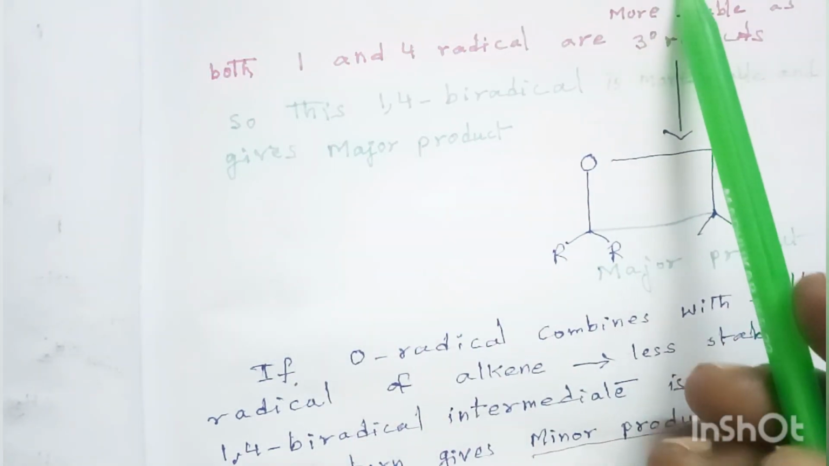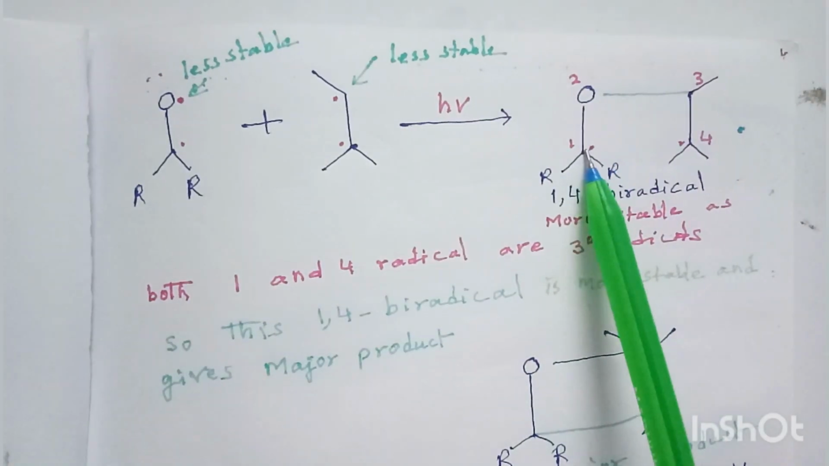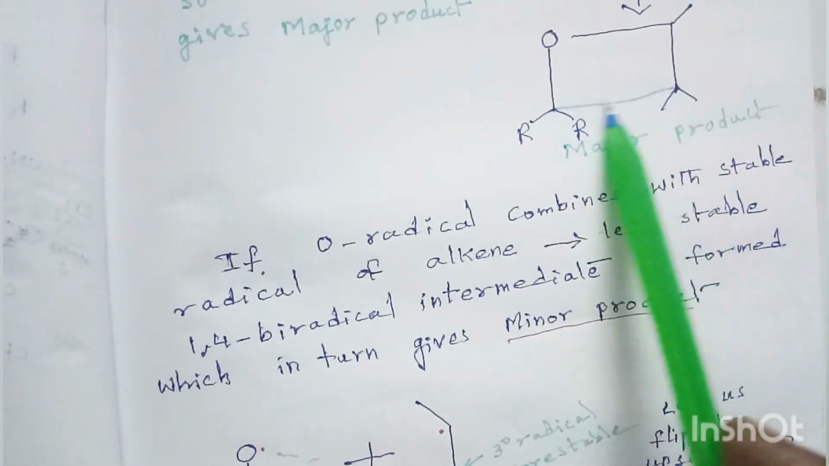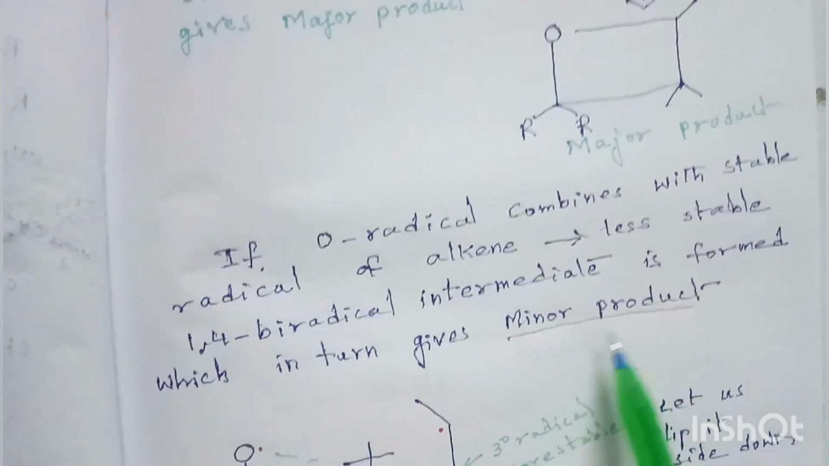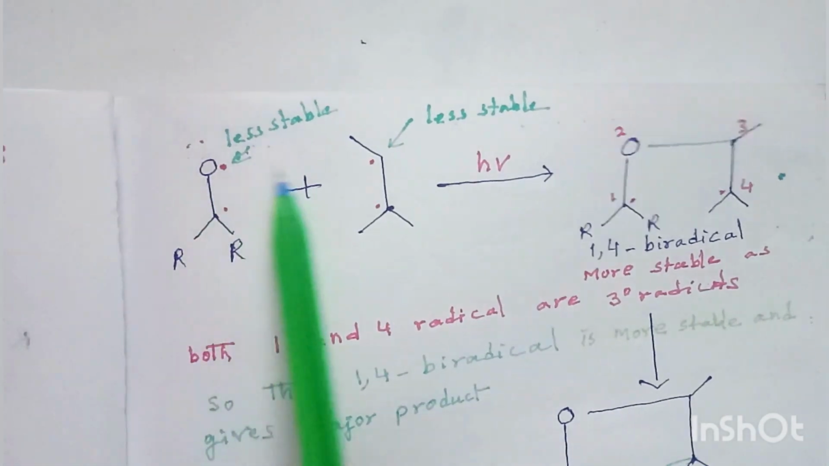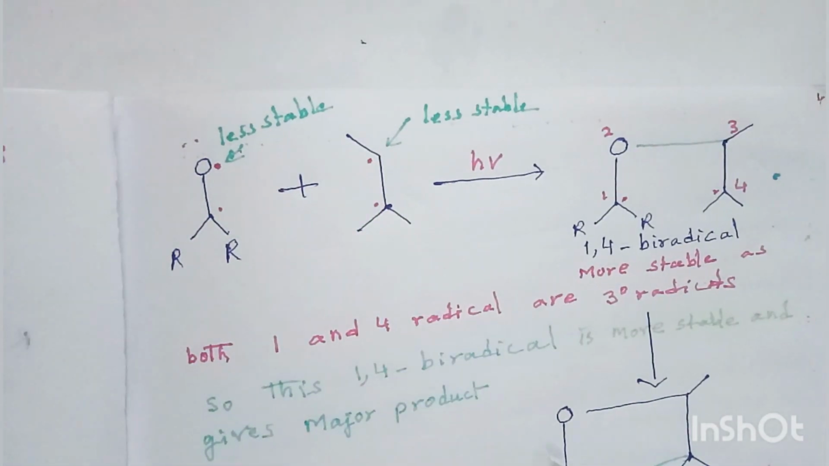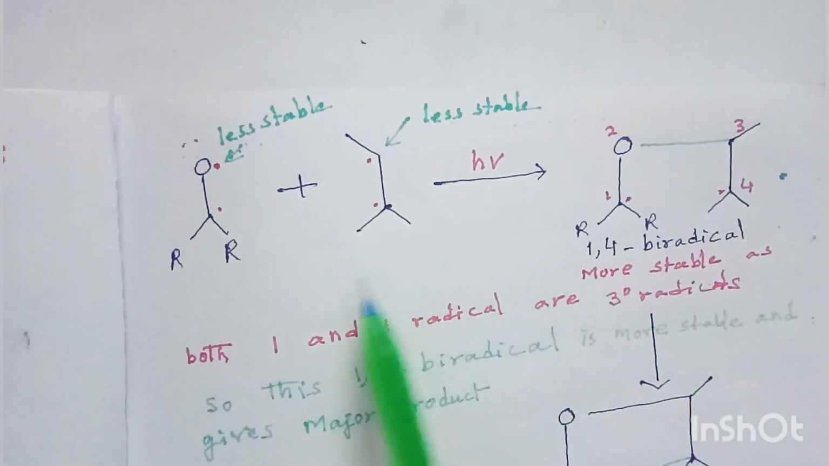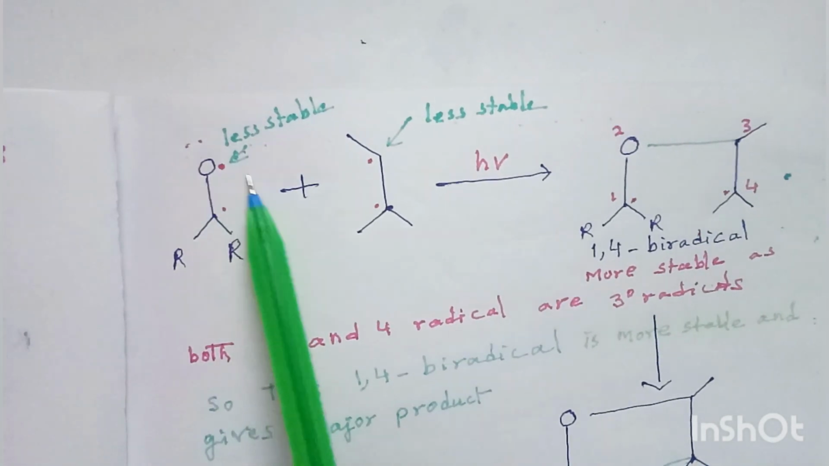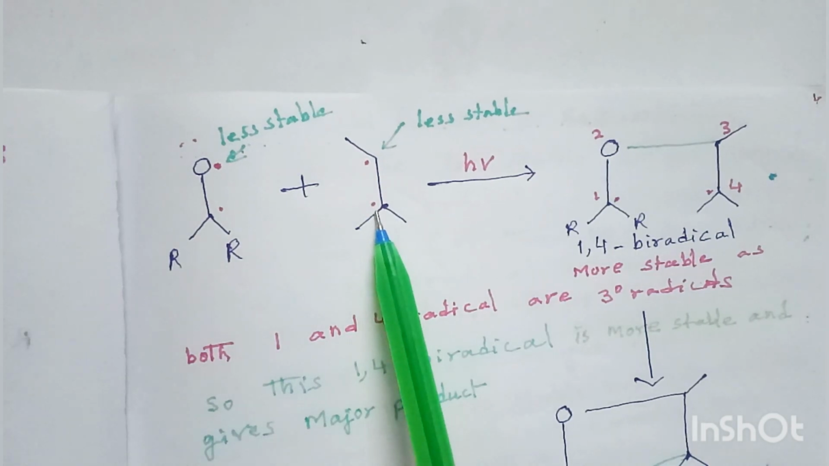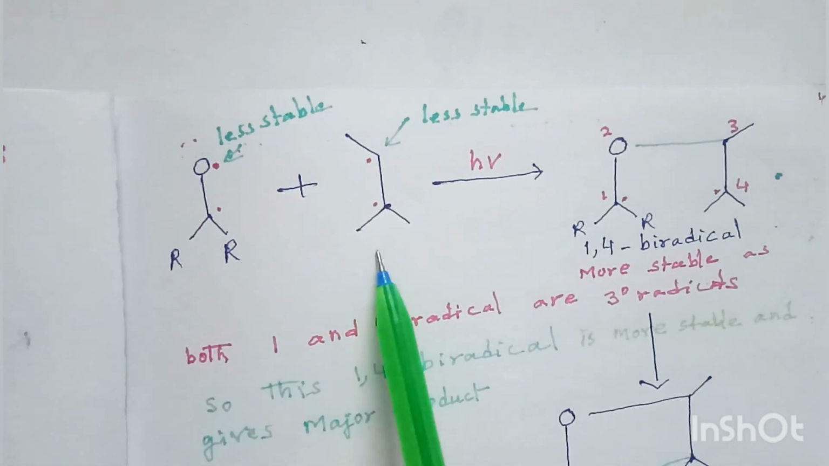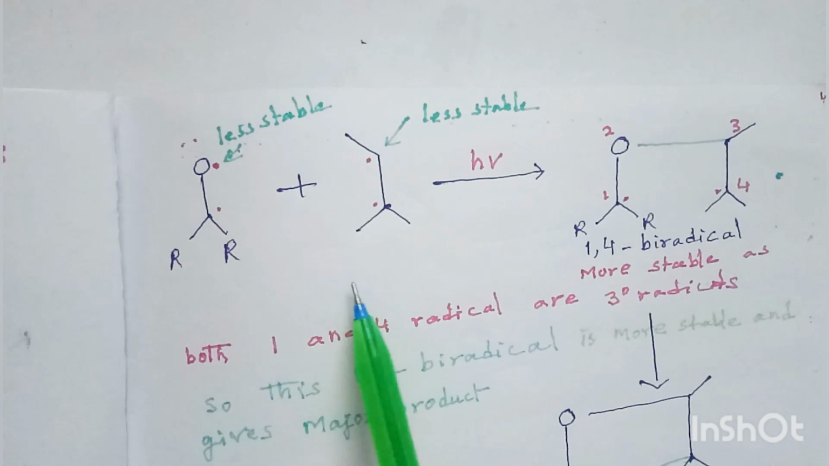In the next step, these two radicals will join to form a bond, as a result of which we get the major product. The oxygen radical can combine with the less stable radical to give a more stable biradical, thereby giving the major product. At the same time, it can also combine to a lesser extent with the more stable radical of the alkene to form a less stable 1,4 biradical, which gives the minor product. Let us see that mechanism.